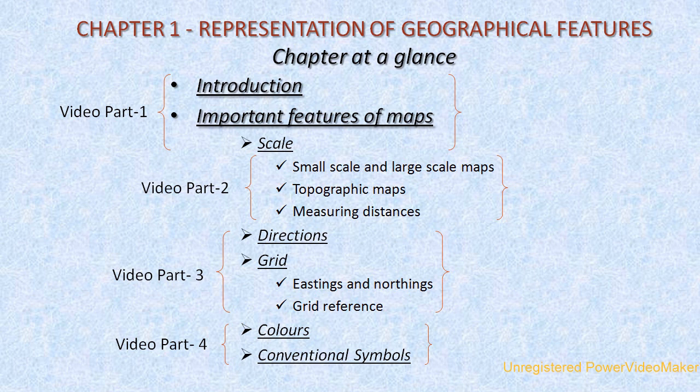measuring distance. And the next part, the third part of the video, we will discuss directions, grid, eastings and northings, grid reference. And in the fourth part of the video, we will discuss the colors which are used in a map, and the last portion of this first chapter, that is conventional symbols. In each video you will get the exercise which is related to the particular topic.